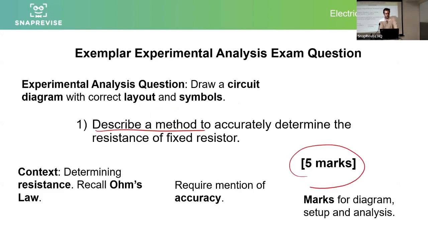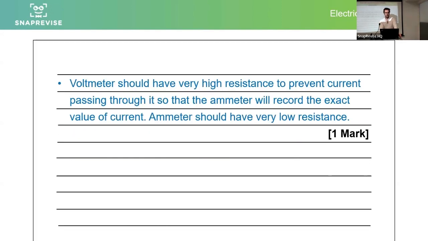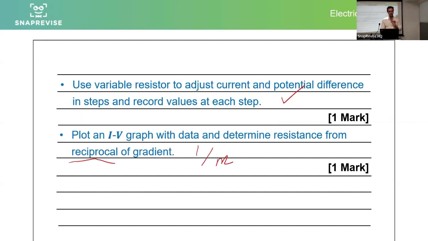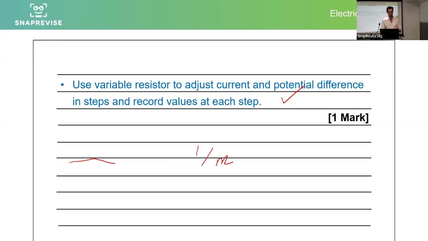It says describe a method to accurately determine. If we're planning an experiment, this question doesn't explicitly tell us to consider safety or to consider errors, but it's good practice to always talk about those anyway, especially errors. So sources of error, make sure you keep the lab at fixed temperature. Your voltmeter should have a very high resistance, and your ammeter should have a very low resistance.